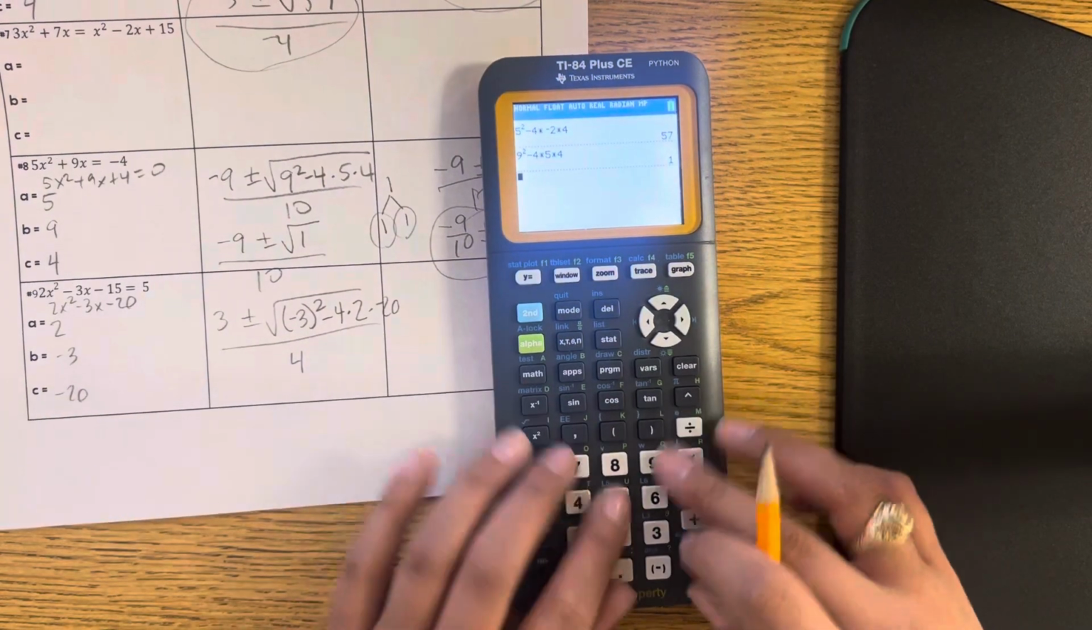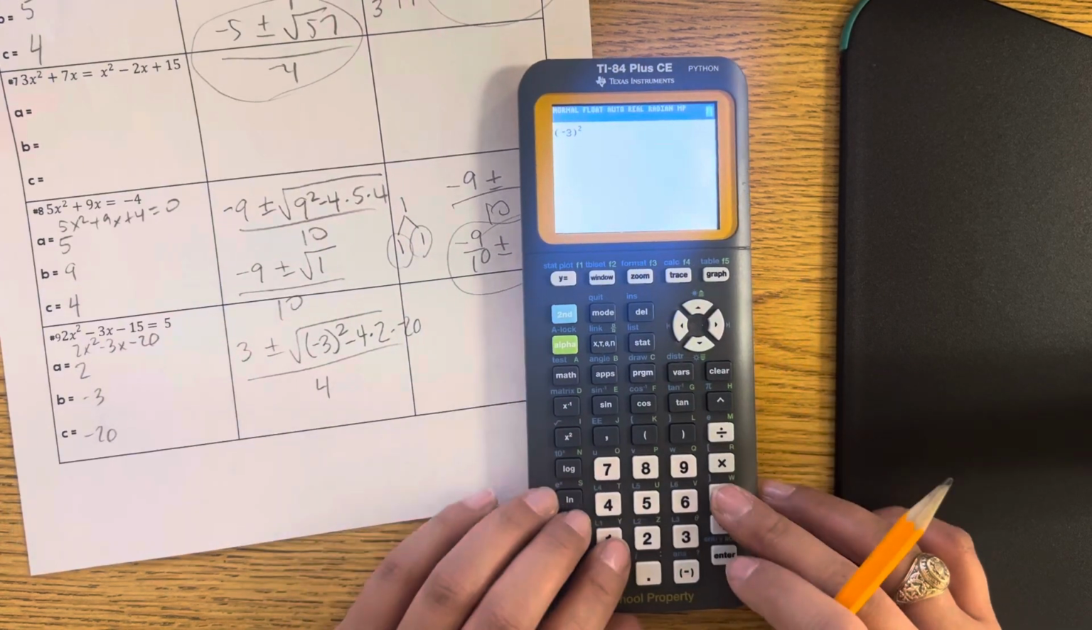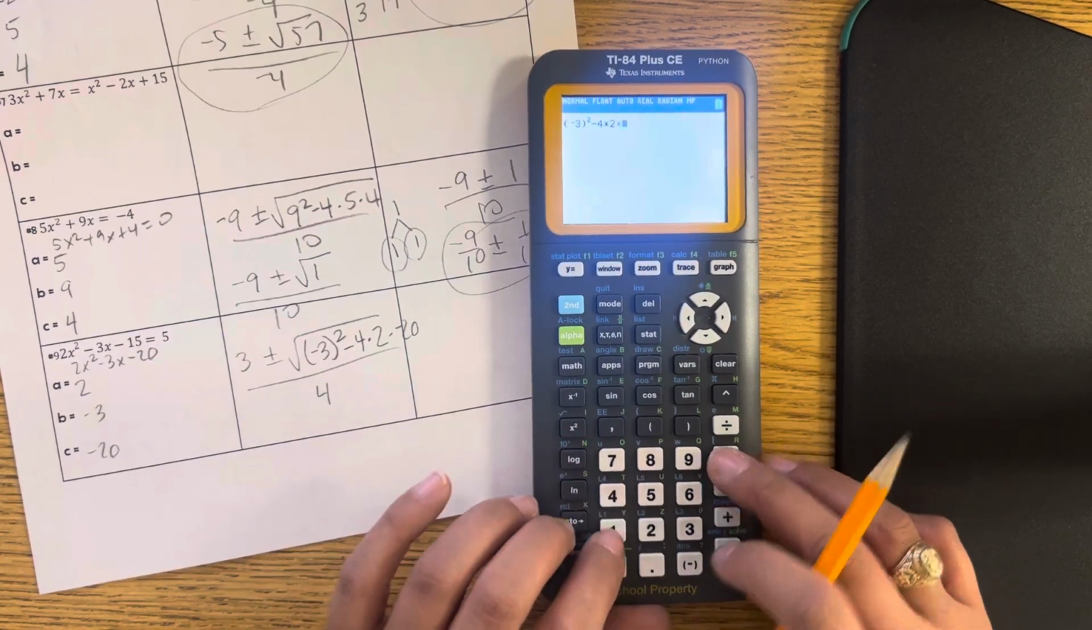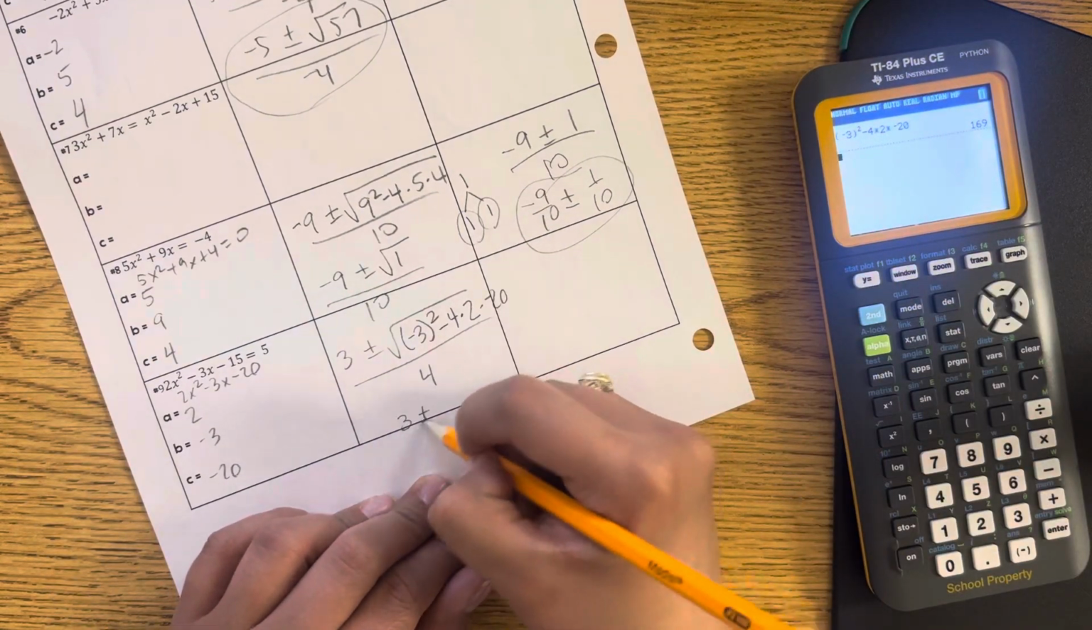Again, when I type this in, don't just put negative 3 squared. Make sure you put negative 3 in parentheses, then square it. Minus 4 times 2 times negative 20. And you get 169.